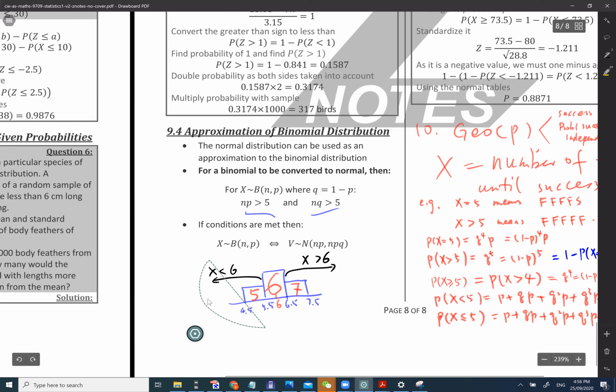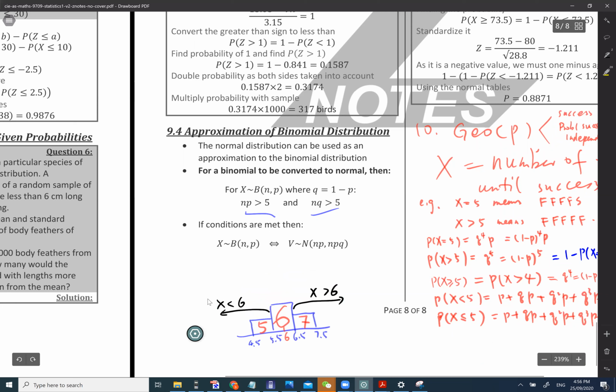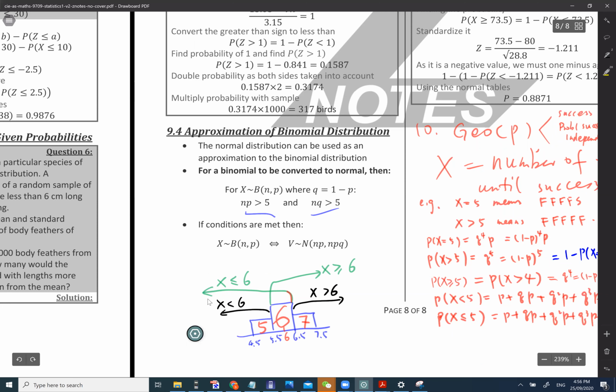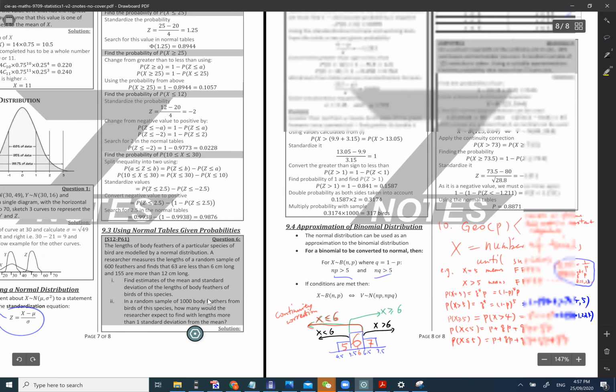This part means bigger than or equal to six. This part means less than or equal to six. Less than six or equal to six, we need up to 6.5. This is called the continuity correction. Okay. That's all the knowledge.